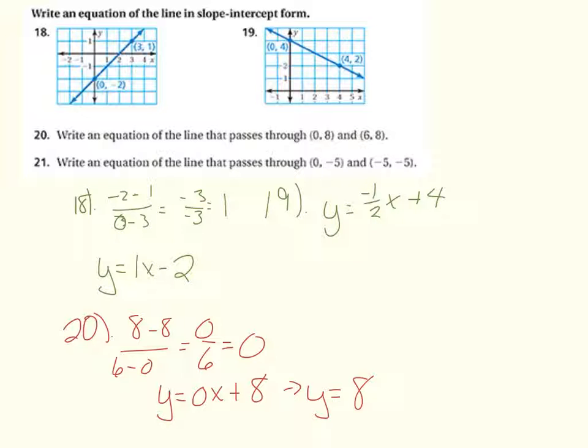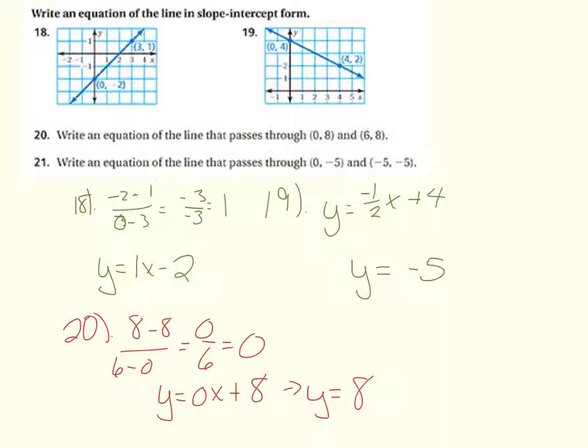Okay, last one here. Number 21, we need to find our slope. Again, it looks like our y's are the same. So it says write an equation of the line that passes through (0, -5) and (5, -5). It's going to be the same thing, guys. We're going to say y equals -5. Both y values are -5, so this is also going to be a horizontal line if I were to graph that.